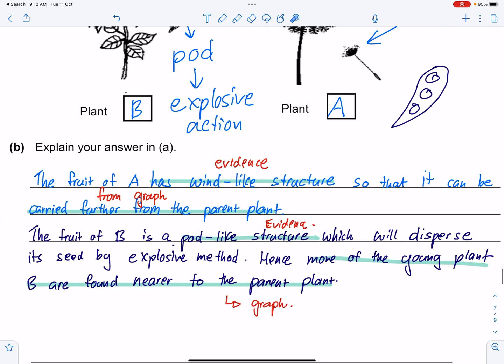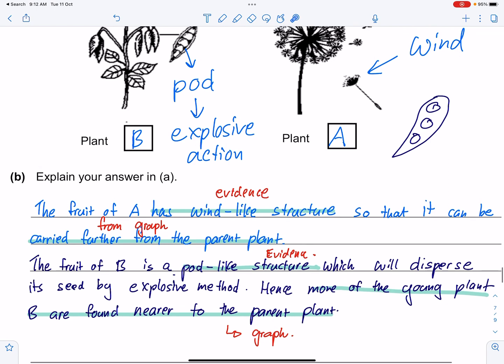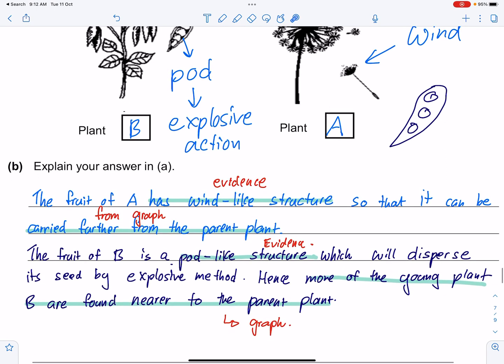Now, how do we then explain or account for our answer? So, how do we know that A is actually wind dispersal? The first thing we must do is talk about what it is. What are the structures that tell me it is dispersed by wind? That will be the wing-like structure.